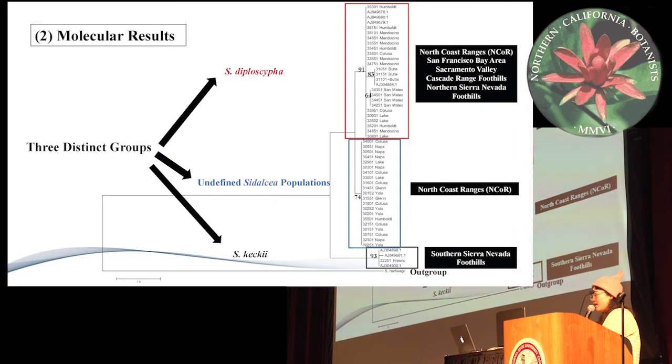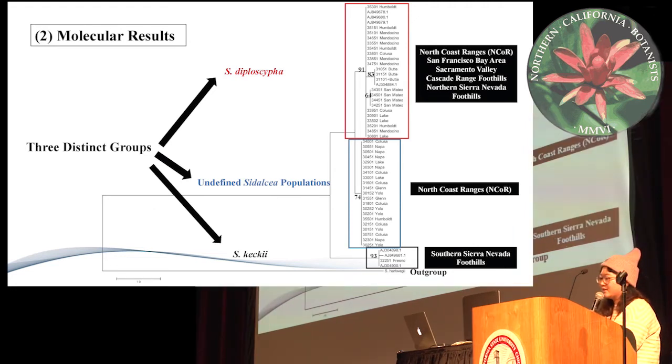The Sidalcea cachea from the southern Sierra Nevada, which was separated first, and then the Sidalcea diplocipha and the undefined Sidalcea population from the North Coast ranges. We can also see that the Sidalcea diplocipha did have a closer relationship with the undefined Sidalcea population because they are separated afterward. And it's also interesting to see that Sidalcea diplocipha has a distribution in the North Coast ranges, and maybe that's one of the reasons why these two groups are more closely related to each other.